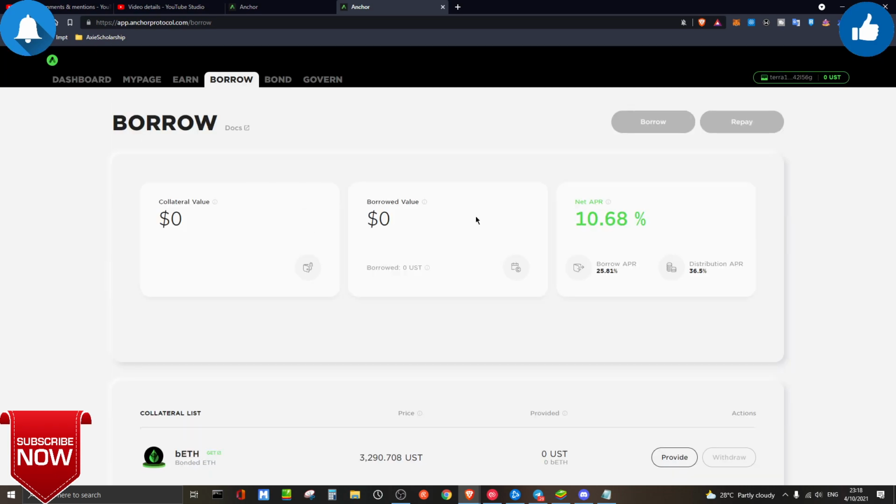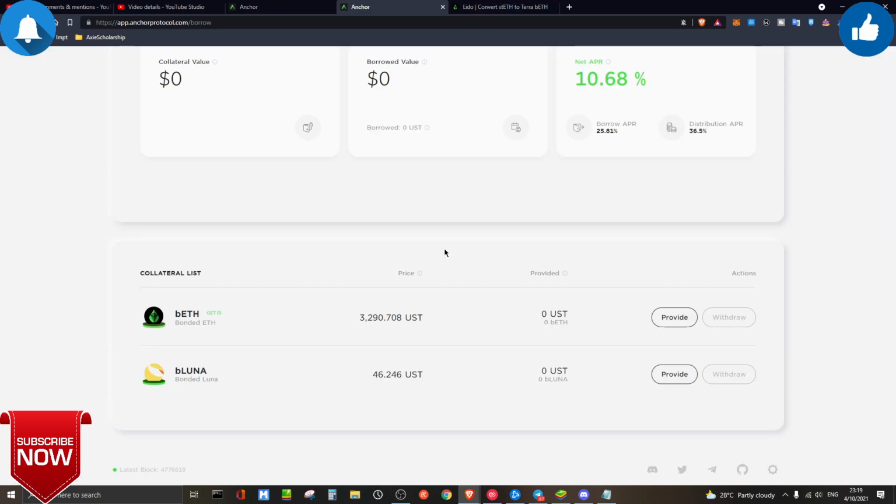And of course we are going to jump into how to start borrowing right now. We are going to do the tutorial now. I'm going to explain what is bond, what is borrow, and after that the governance. Here I would say bond and borrow is almost the same, it's linked. On Anchor Protocol itself, they have two collateral lists, basically the bETH, the bonded Ethereum, and of course the bonded Luna.